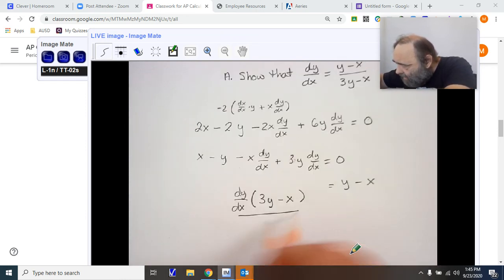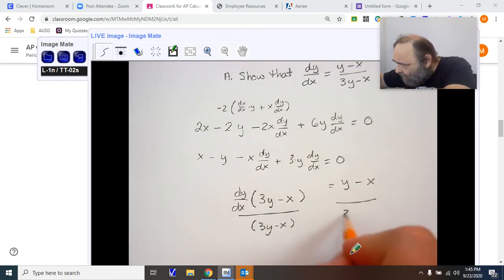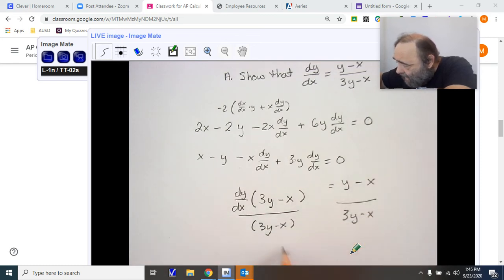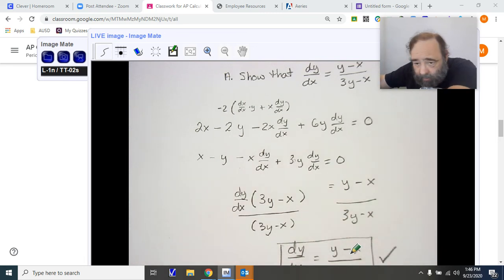Notice now I can divide both sides by 3y minus x, divided by 3y minus x, and I now have that dy dx is equal to y minus x divided by 3y minus x. This is what they want you to show.